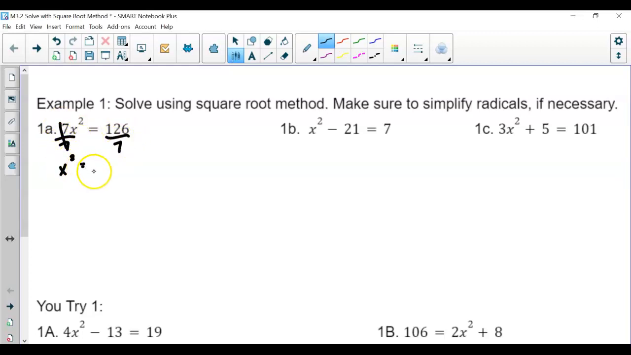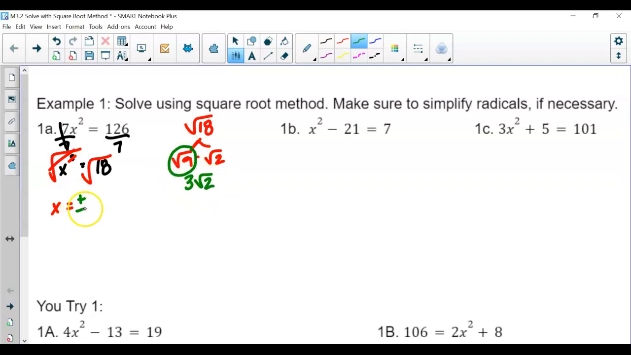And x squared is equal to 18. Then we take the square root. Now, can we simplify radical 18? Well, let's check. Is there a perfect square factor of 18? Yes, 9. Radical 9, radical 2. Because what is the square root of 9? 3. 3 radical 2. So x is equal to plus or minus 3 radical 2. So again, now it's keeping in mind if we can simplify.